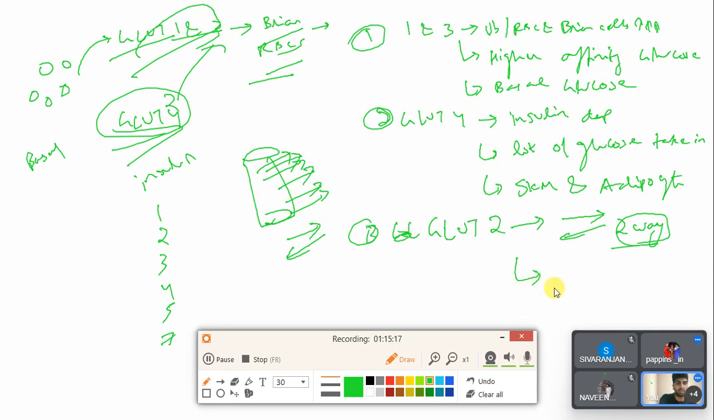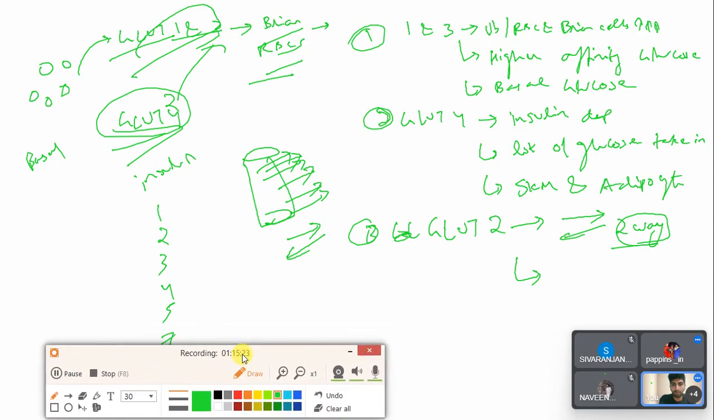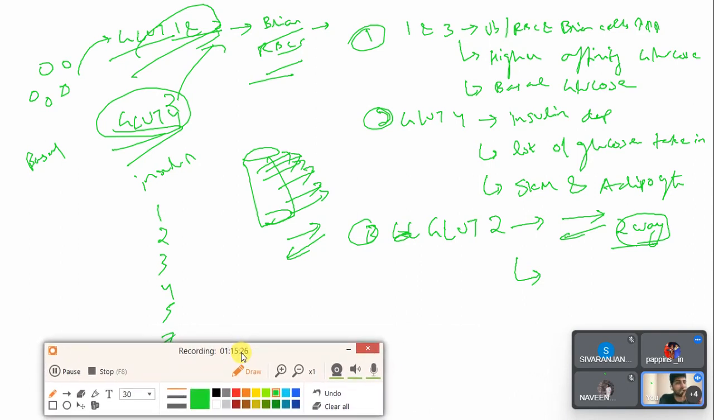So if it's a two-way transporter, where can it be present? Where can this play a very crucial role? Liver, that's right. Any other place?